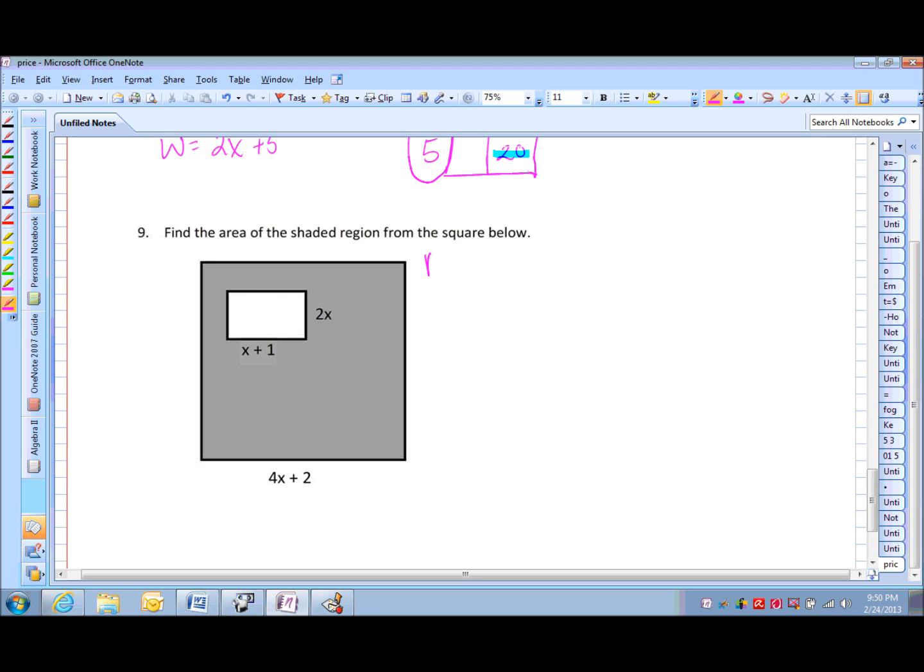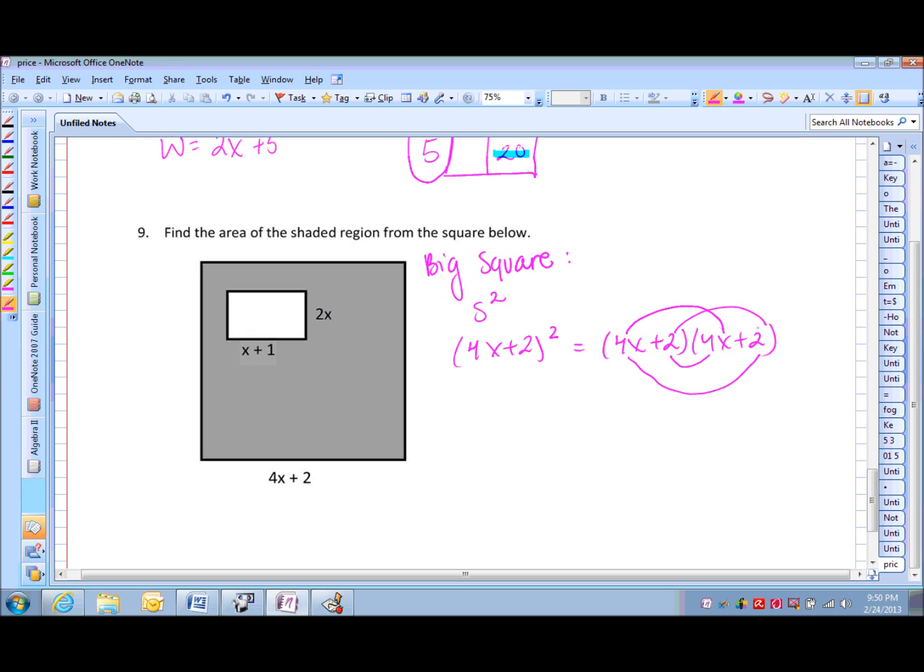So let's find the area of the big square first. And we know that the area of a square is side squared. So that's 4x plus 2 squared, which is equal to 4x plus 2 times 4x plus 2. Now, I'm going to use the FOIL method on this problem. So you multiply your first two terms together, and then your outside two terms together, and then your inside, and then your last.